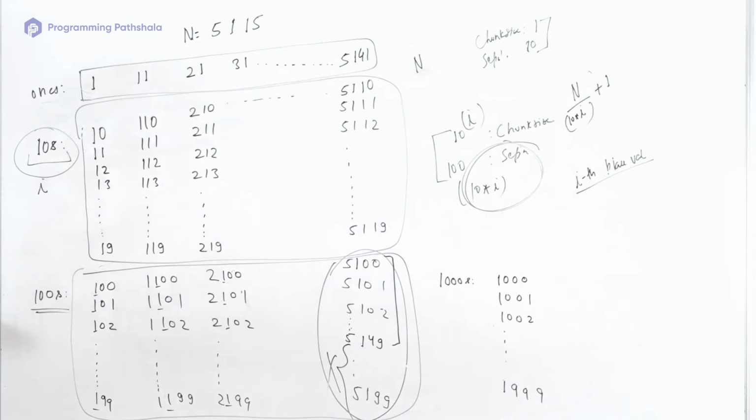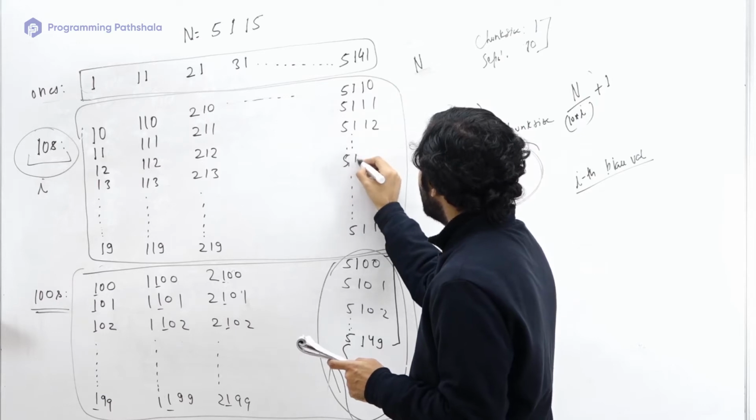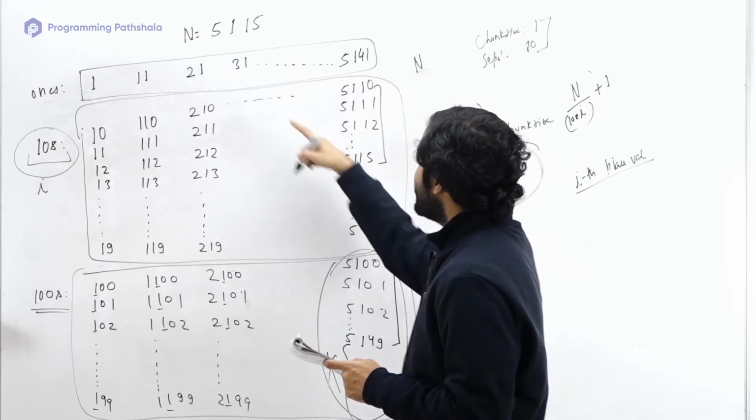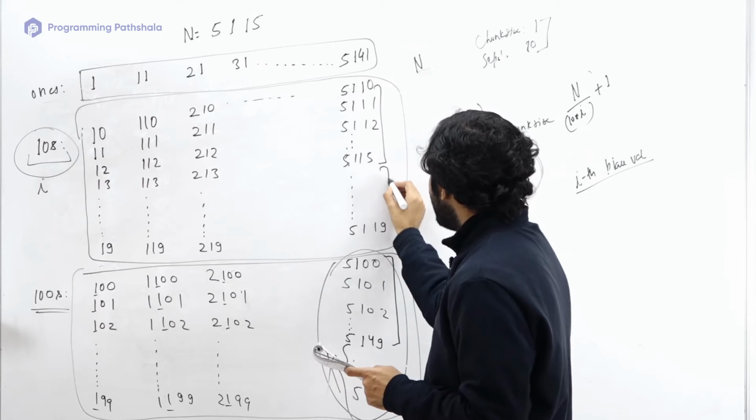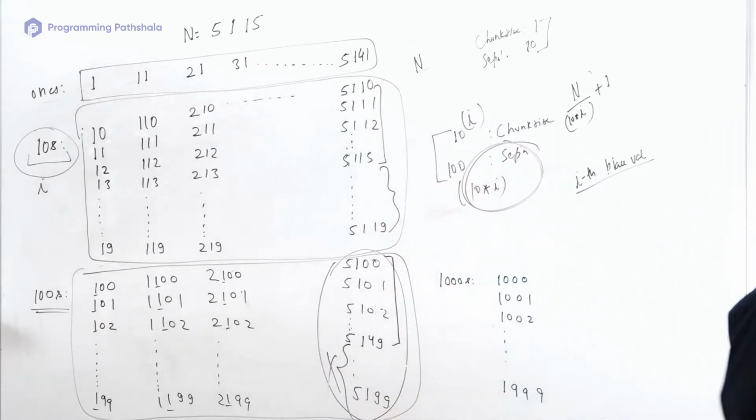Yeah, the answer is yes, because everything from 5110 till 5115 is within my range, which is smaller than or equal to n, but everything that comes after it is kind of useless to me. So I'll have to get rid of them.